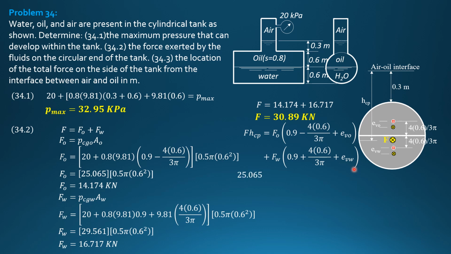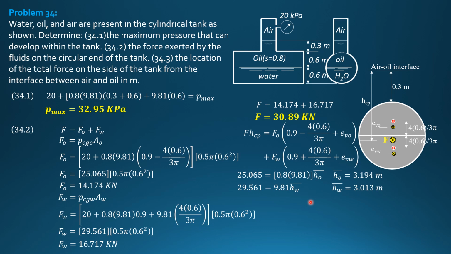So the pressure at the centroid of oil, which is 25.065, equals specific weight of oil, because it is oil that is in contact with the upper half, times h bar of oil. So h bar of oil is 3.194 meters. Then pressure at the centroid of water, 29.561 equals specific weight of water times h bar of water. H bar of water is 3.013 meters.